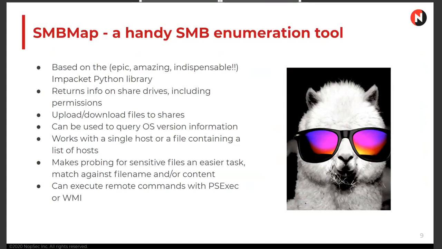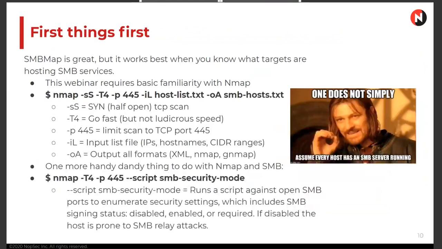And the other thing that makes SMBMap so useful is that it makes probing for sensitive files an easier task. You can do this through matching file names against a pattern, and even do a remote grep against the system. So you can say, hey, launch a grep job, which is really just a PowerShell job, on this path within this share, and return any files that contain this string. And finally, you can do remote command execution in the form of psexec or WMI command execution. But I'm getting ahead of myself. That's what SMBMap can do.